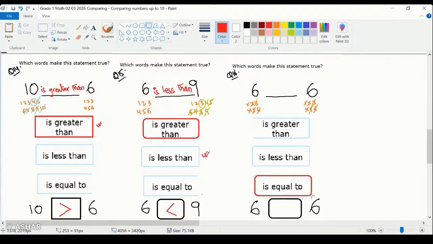Agreed? So we can say 6 equals 6. And we also know that there's a sign for equal. We can write this as is equal to, right? The value on the left side is equal to the value on the right side. Agreed?